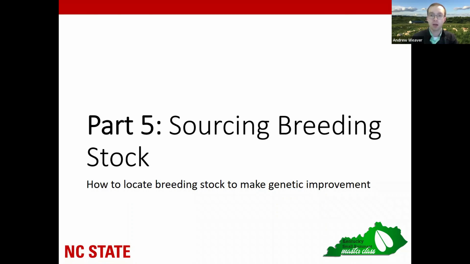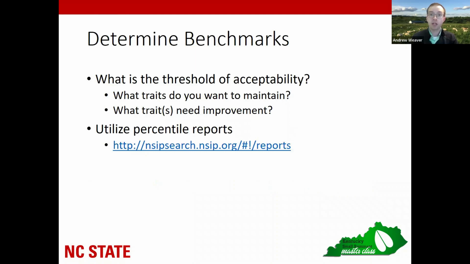in our breeding programs. First, we need to determine benchmarks. What is the threshold of acceptability? So what traits do we want to maintain? What traits might we be already good at? What traits are we already at a level of performance, level of production that we're happy with? And maybe we just want to maintain those traits versus what traits do we need improvements? Where do we need to make progress and apply greater selection pressure?